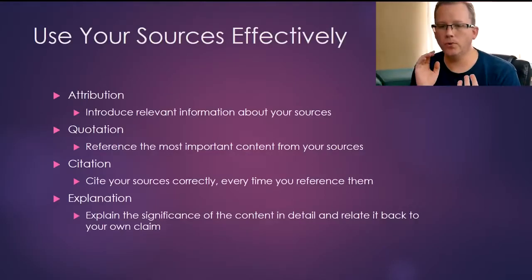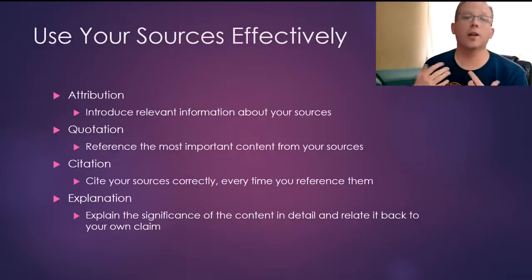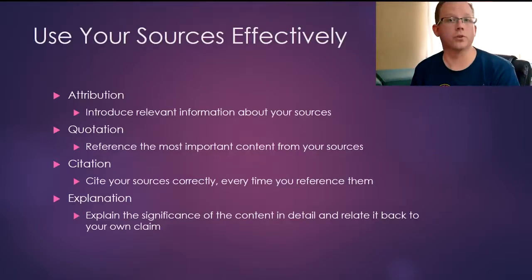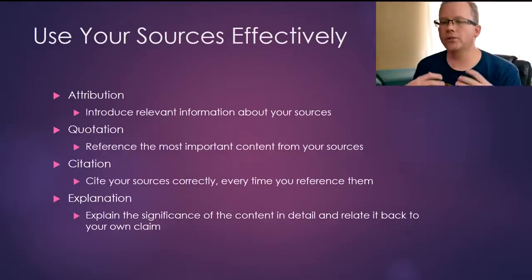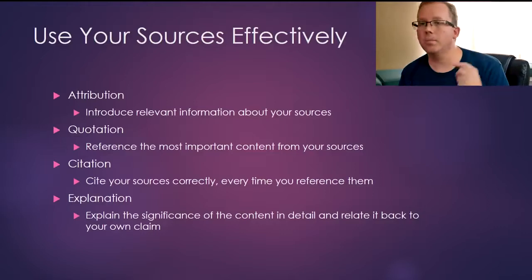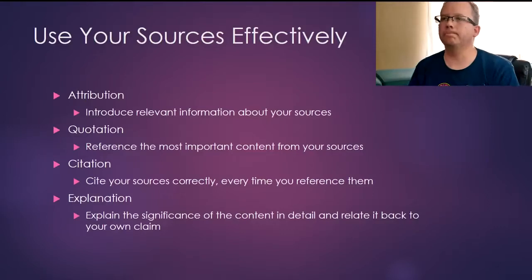You give attribution to your source by introducing the relevant information about it. So the first time you use the source, you want to introduce it and explain why it's significant to the point that you're trying to make. Then you use the actual content of the source. I call this quotation. Use the actual content of the source, which could be a quote, a paraphrase, or a summary. Whatever is appropriate for the moment.